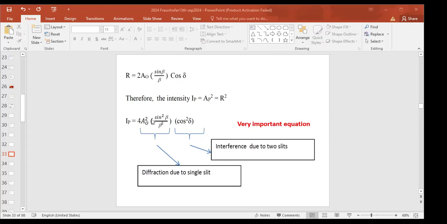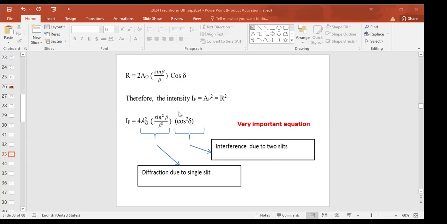Sin squared beta over beta squared into cos squared delta. We have two terms. This first term comes from the diffraction due to the single slit. If you want, you can go back and see the intensity equation we got like this. But apart from that, we have double slits also. Therefore, due to the interference of the two slits, we get another pattern, and this term in the equation is the interference due to the two slits.